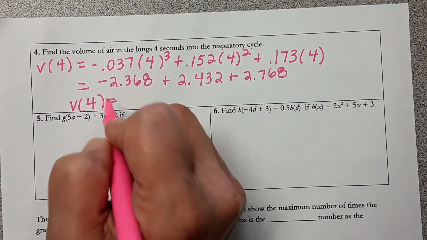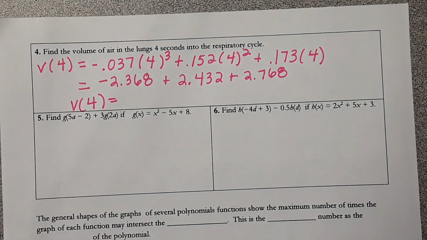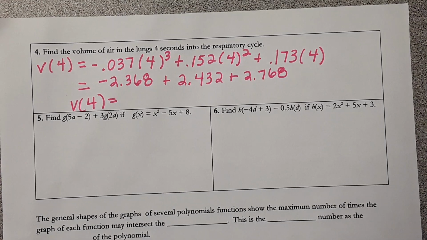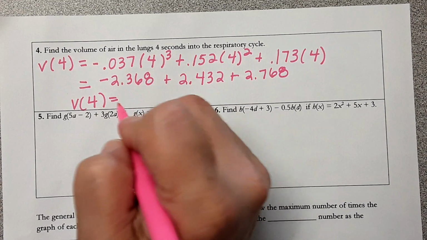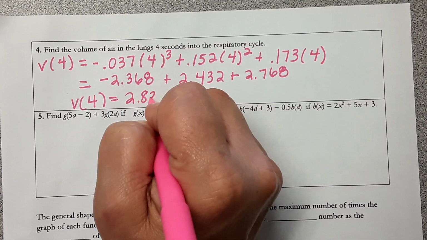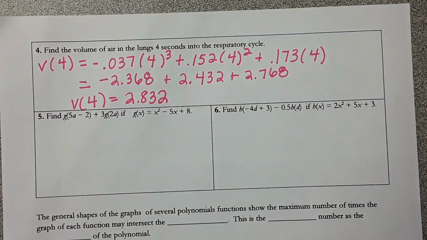Did you guys get 2.85? Did you guys do it? I got 2.83. Is that what you got? I did it again, and I got 2.832. It always helps to do it twice to make sure you got the same answer. Yes, that's what I got. Is that what you guys got this time around?